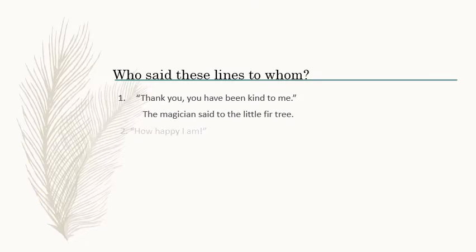Now number 2, "How happy I am." So who said this line to whom? This line was said by the little fir tree to itself.